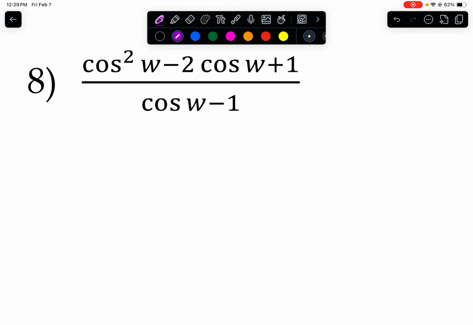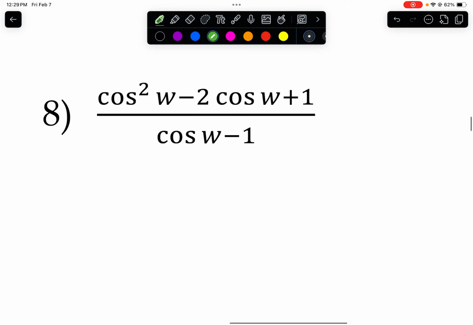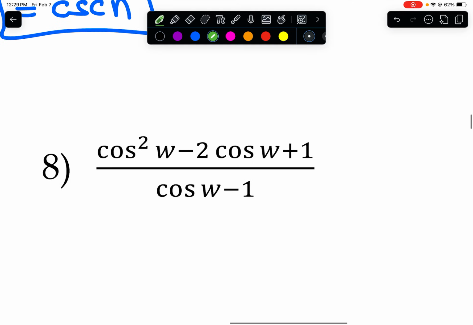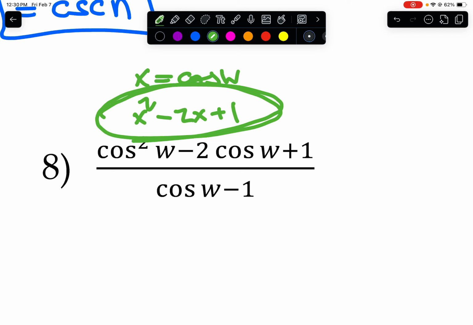All right, number 8. So with number 8 over here, let's switch to a lighter green. So I see cosine squared w minus 2 cosine w plus 1 over cosine w minus 1. So when I see this, I kind of picture like x equals cosine of w. So to me, this is actually going to turn into x squared minus 2x plus 1, which can factor.